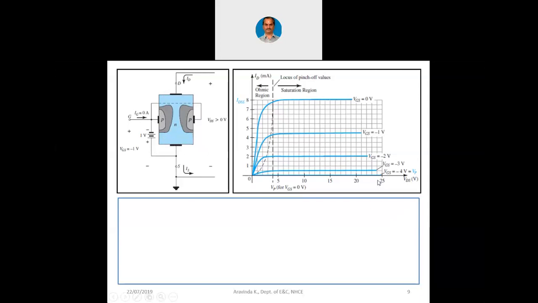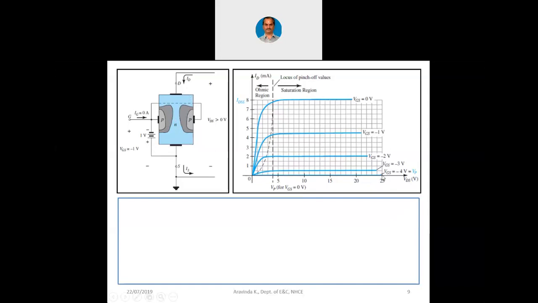Pinch off may occur much earlier now. So you can see here, when VGS reaches -4 volts, it is not conducting, and that is equivalent to pinch off itself. That means the transistor is not conducting anymore. There is no drift current. In this last case, there is no diffusion current also because of the excessive reverse bias. Reverse bias will be there from both sides now, both from the drain side and from the gate side.